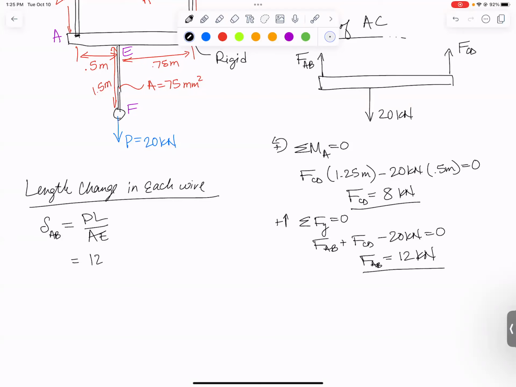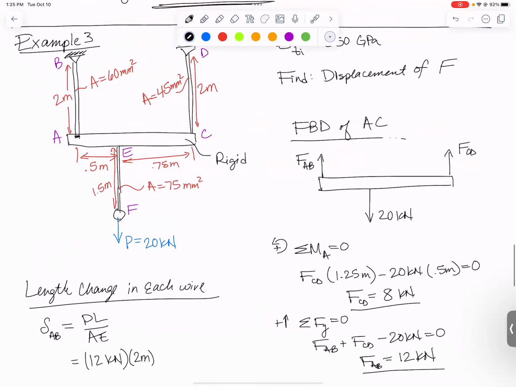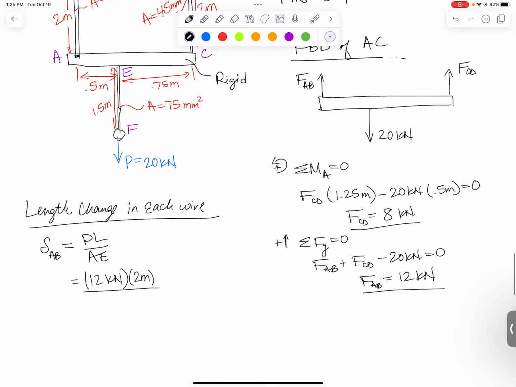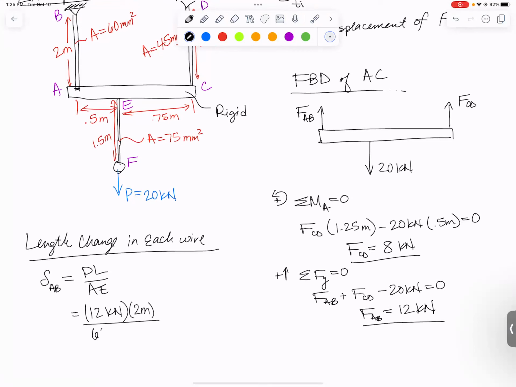Let's write it as 12 kilonewtons for a minute, and then we'll do a units thing at the end. The length is 2 meters, I believe. Yeah, 2 meter length right there. And the area was 60 millimeters squared. It's nice when they give us that. And then Young's modulus was 350 gigapascals.